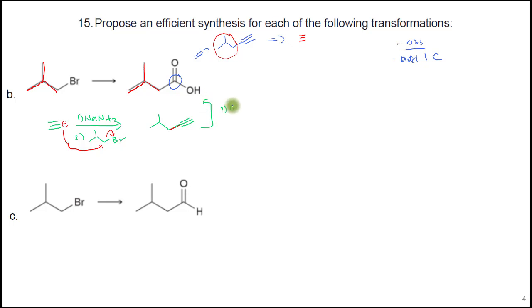I can do ozonolysis followed by H2O. That would give me the carboxylic acid. I would lose one carbon and the other one would go to form carbon dioxide.